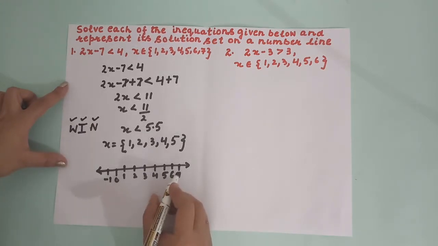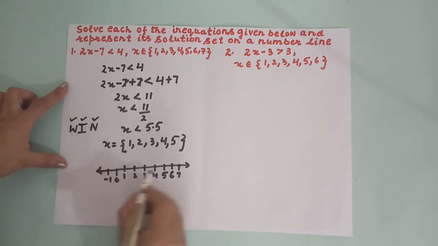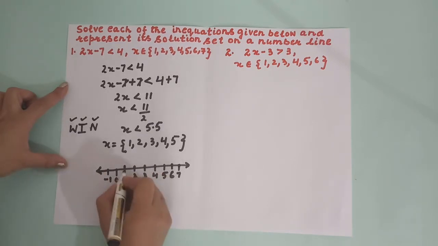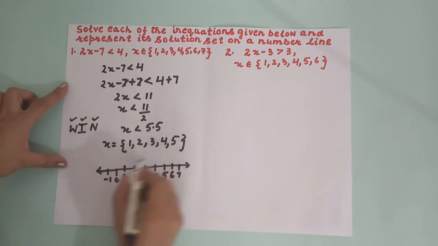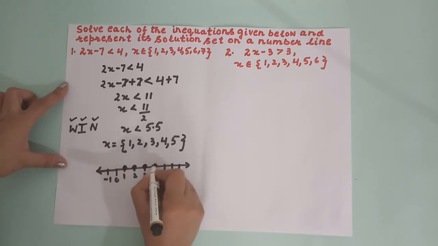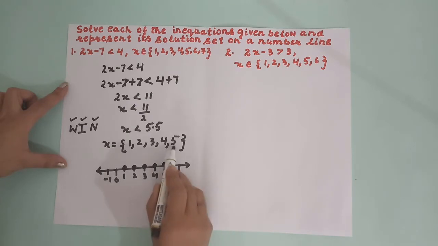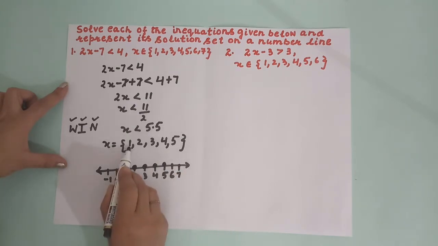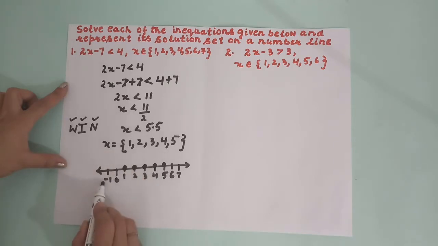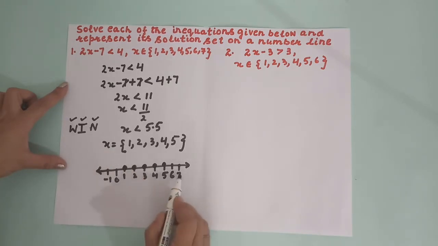So what is the procedure of representing the solution set on the number line? Place the dark circles on the solution set. What are your numbers in the solution set? 1 to 5. So we will place dark circles on 1, 2, 3, 4 and 5. Right? This is my representation of this solution set on a number line. Don't forget to put two more numbers after this 5, which is your last number over here, and two numbers before this one, which is your first number here. That's how your representation of solution is complete.